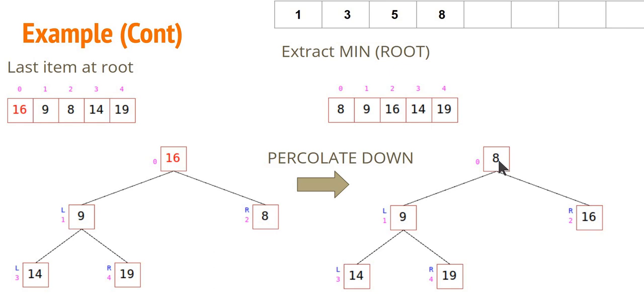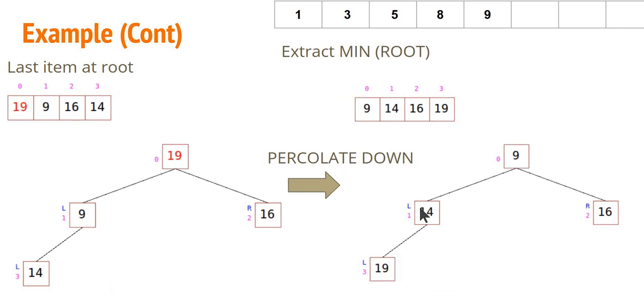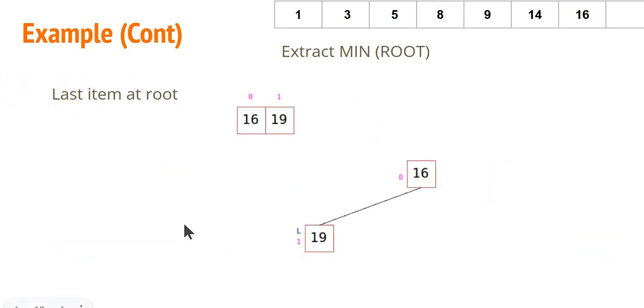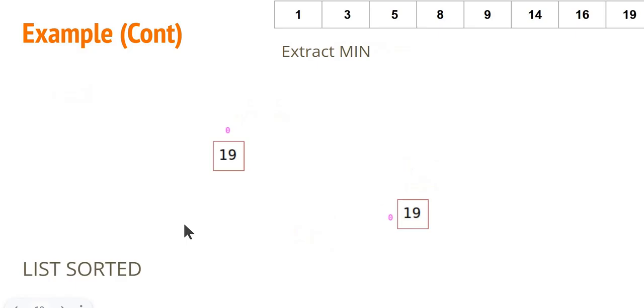8 comes on top. 8 being the smallest is the root now. I extract it. I keep doing this. So 19 on top. I restore it back. 9 comes on top. 9 is the new root. I extract 9 on there. Then 14 becomes the new root once again after percolate down. Then 16 and then 19, and the entire list is sorted.